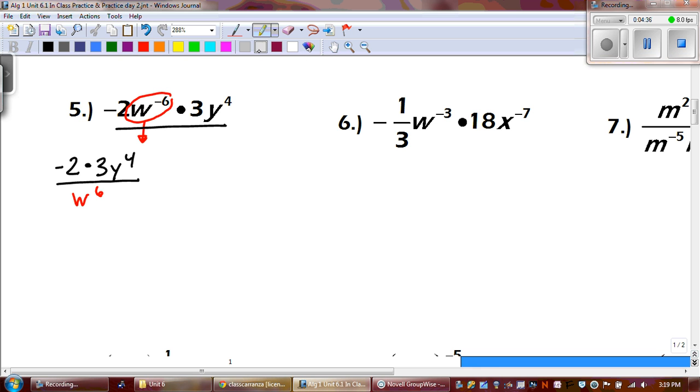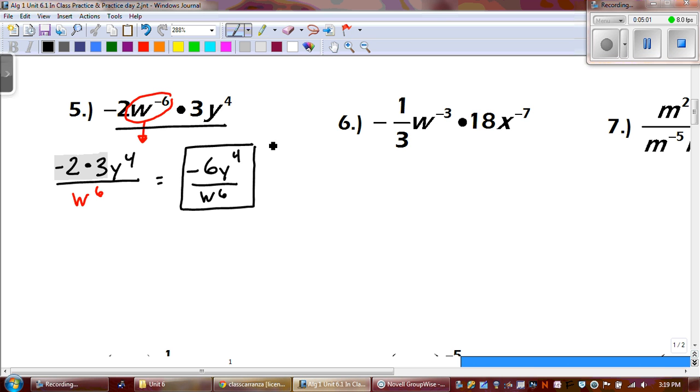Okay, so is there things we can combine? Yeah, negative 2 times 3. Negative 2 times 3 is negative 6. And we cannot do anything with the y to the 4th and the w to the 6th because they have different bases. So that's our answer, negative 6 y to the 4th over w to the 6th.